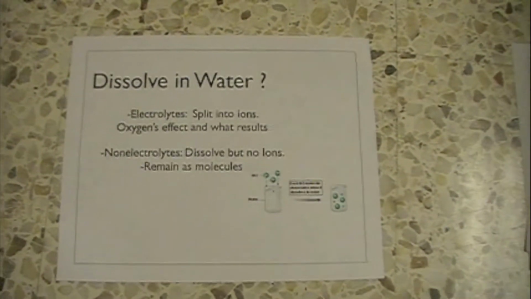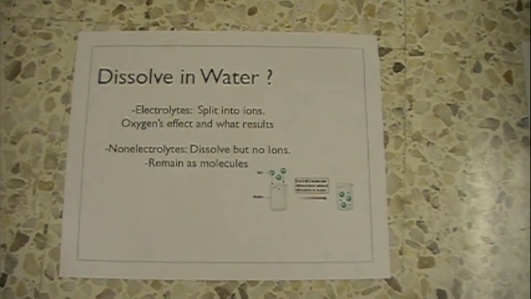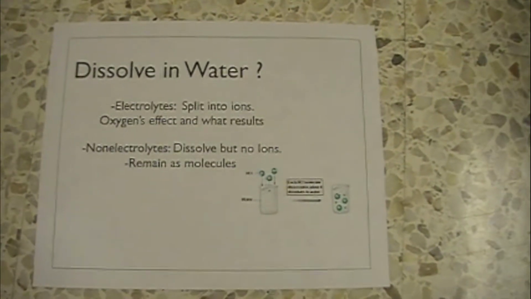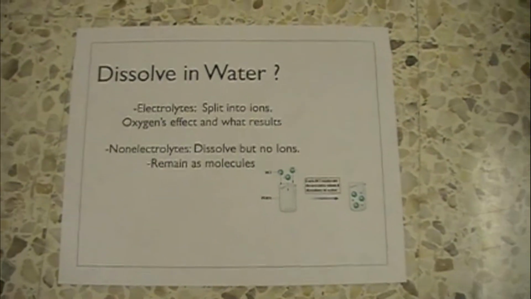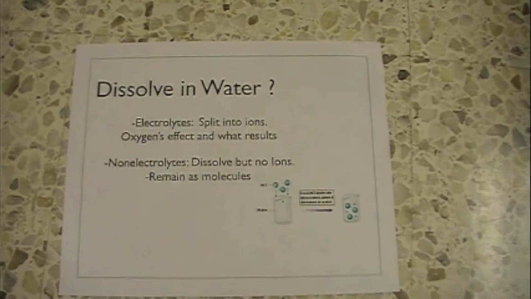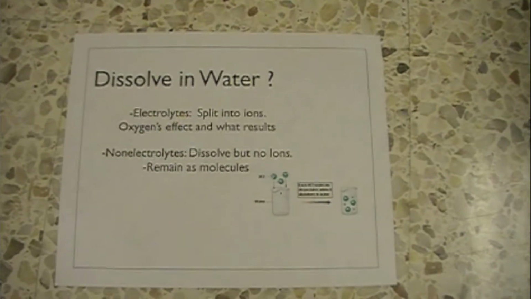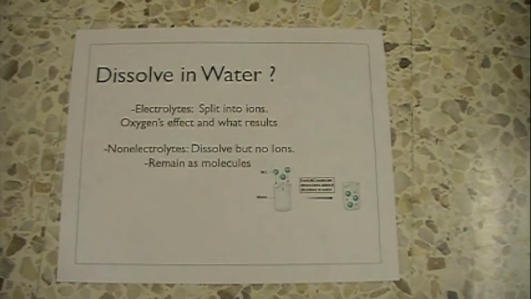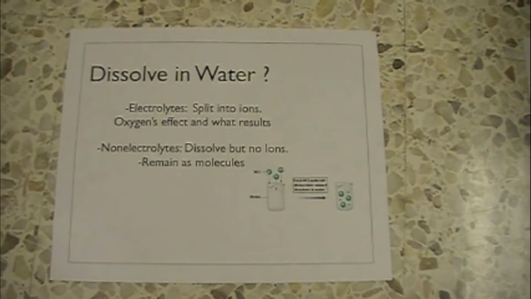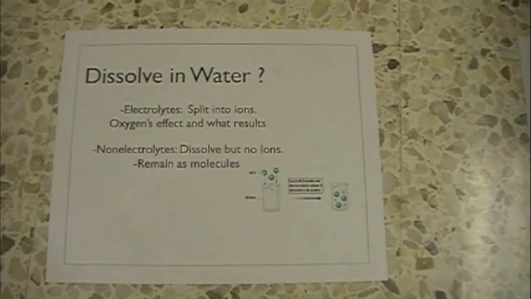So the big question now is, how do these two substances dissolve in water? Electrolytes split into ions, and oxygen in the water will pull apart these molecules, resulting in ions. On the other hand, non-electrolytes will dissolve, but no ions will be created, and they will remain as their original molecule.